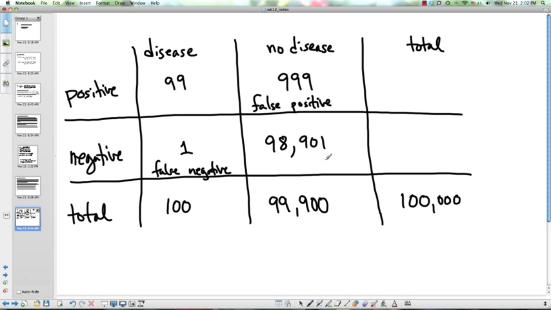Okay. Well, let's do the totals then over here. 99 plus 999. Could I do that in my head? That's 1,098. And then if I added these two together, I think I can do that one in my head, 98,902. And then let me just check. If I do 1,098 plus 98,902, it better come out to 100,000. That's what I want. Good. All right.